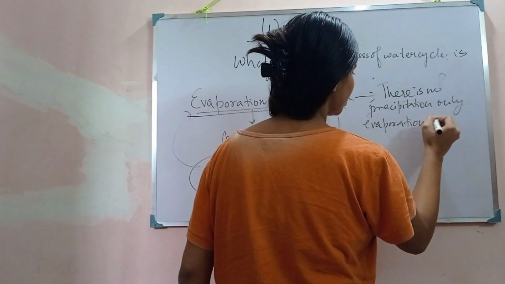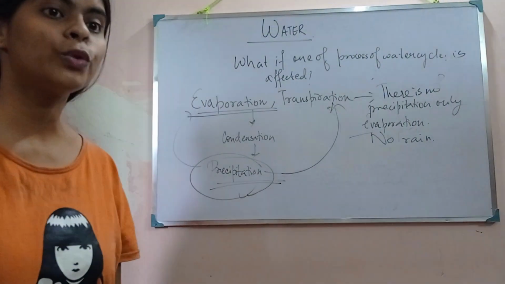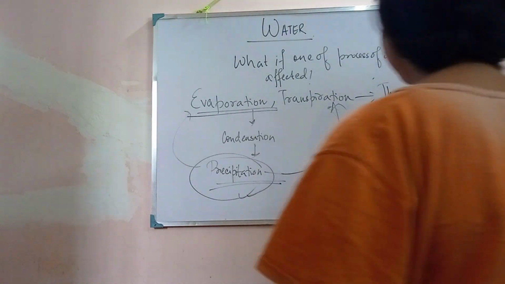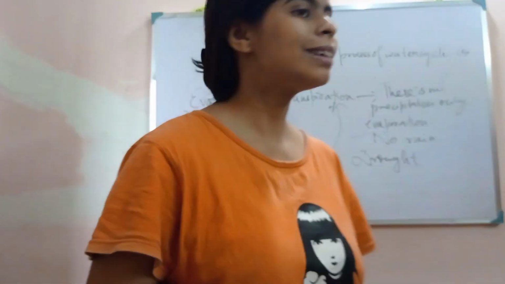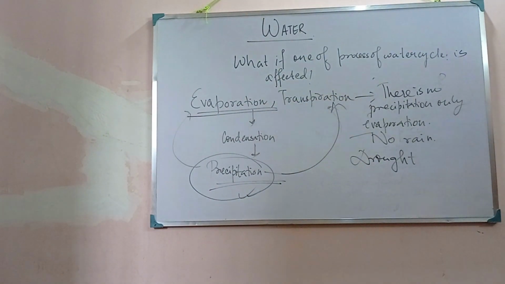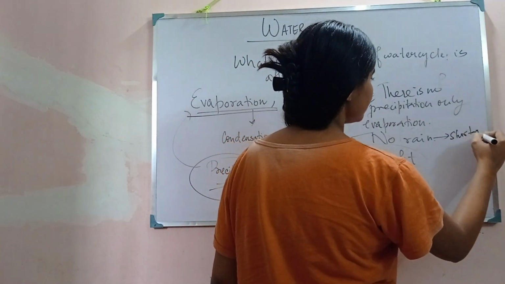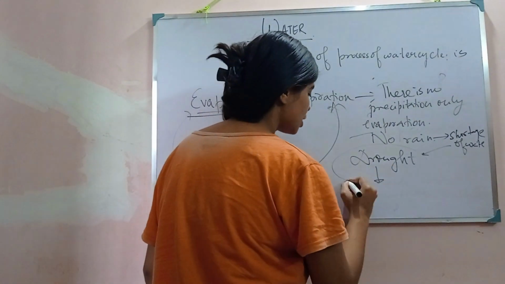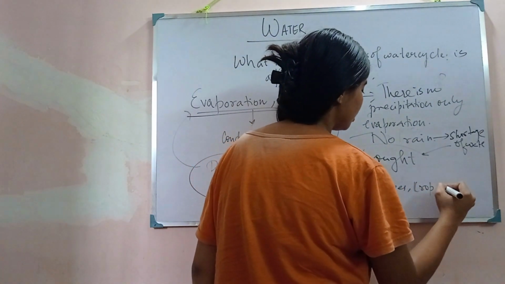If there is no precipitation, that means no rain, and if there is no rain, then what will happen? It may cause drought. And drought means lack of water. And due to the lack of water, the plants, trees, crops all will die. So due to no rain, that means shortage of water, and a shortage of water means we will face a drought. And due to drought, the plants, trees, crops all will die.